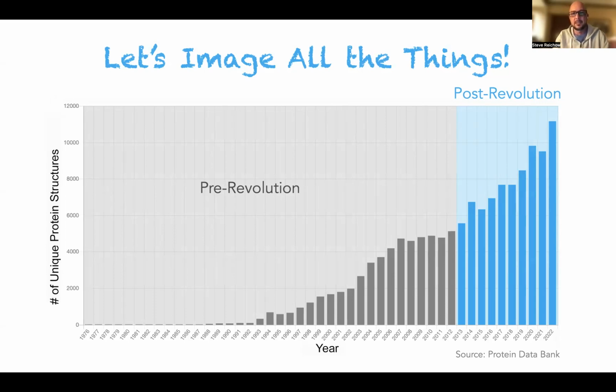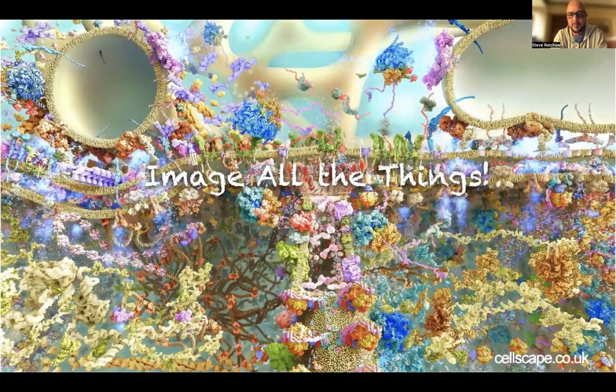And I really like this sort of mantra that's developed in the field of "image all the things." And I really think that the future of structural biology is going to look something like this. And I don't think we're too far away from being able to describe molecular biology at this level of detail. And I look forward to contributing to that and to all of you helping to image all the things.